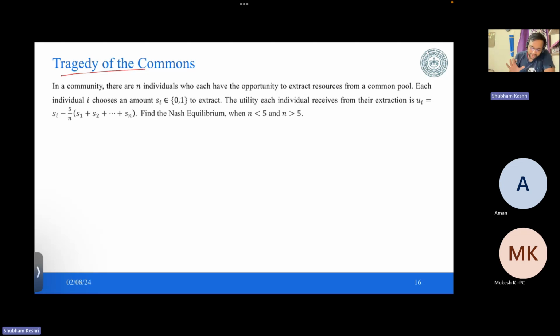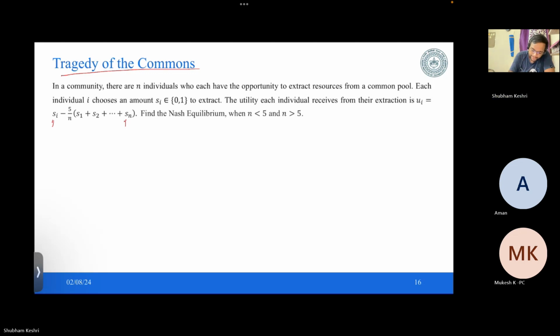Okay, so this is an interesting problem. This is a little bit complicated. That is why I have kept it at the last. My apologies, I have written it as S. You can think of it as A. So what is S? S is a strategy. Earlier we had taken it as A1, A2, A3, or in Tragedy of Commons we had taken it as E1, E2, E3. Here I have written it as S.